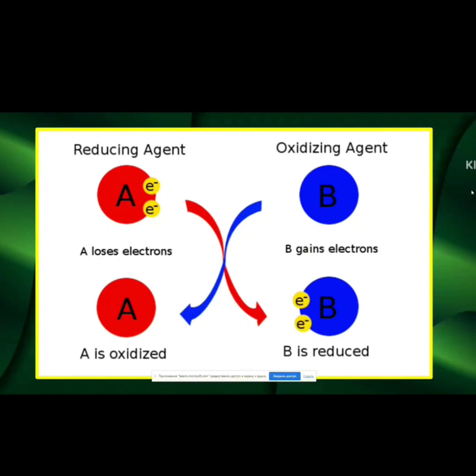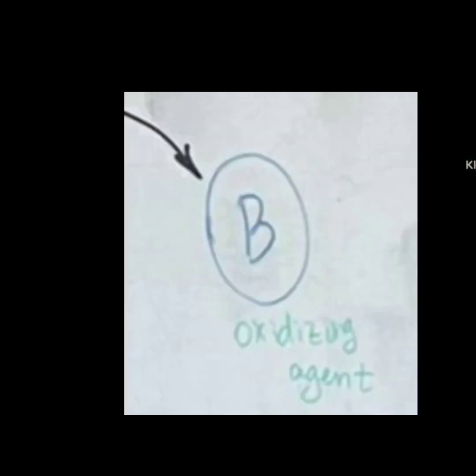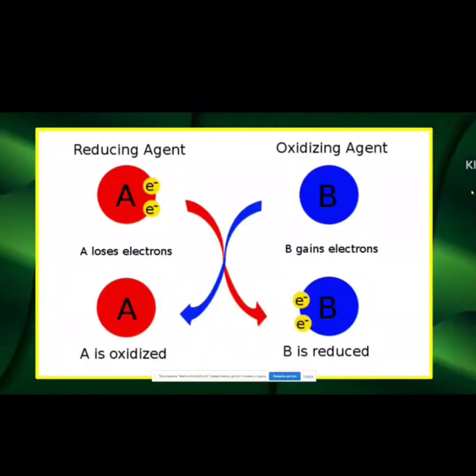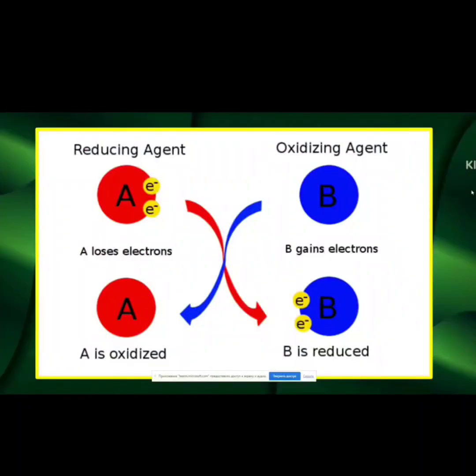We have A, yes, with 1 and 2 electrons. And we have B, what's it going to be like there, yes, B. So what happens here? This A will give his electrons to B. So these electrons will transfer to B. So as a result, we will get such a thing.